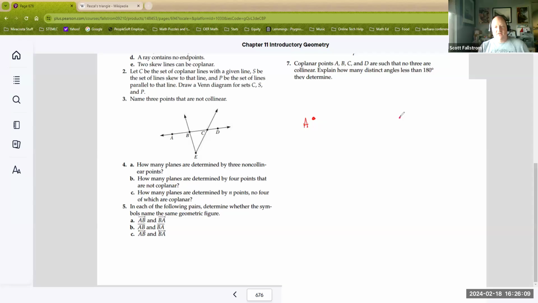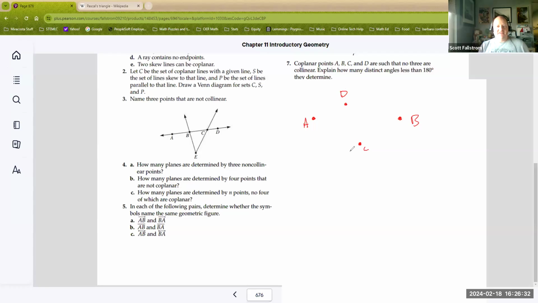So here's A, here's B, okay? Now I need point C. I just can't put it on the line between A and B, okay? So I'll put point C down here. And then again, think of all the lines this could create. Pick point D so it's not on any of those, okay? So why don't I pick point D up here?